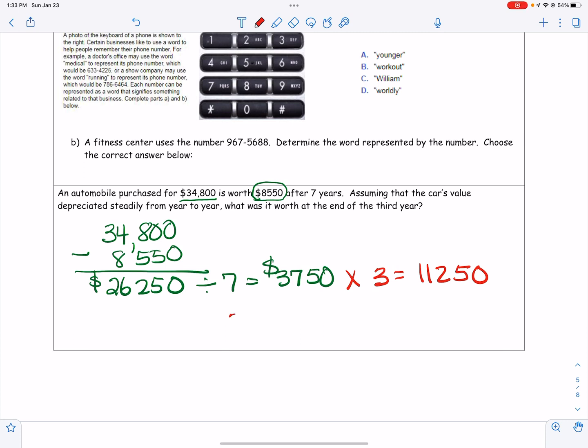$11,250. So the original price of the car minus the amount that it will depreciate in 3 years will give us what it's worth at the end of the 3rd year. And so at the end of the 3rd year, whoops, I didn't subtract that right, excuse me. Let's see, I'll do it here by hand. That's 0, that's 5, 1 from 3, 23,550.